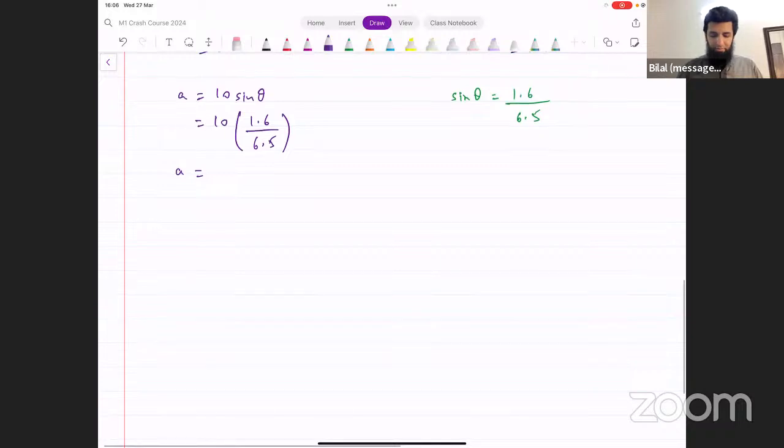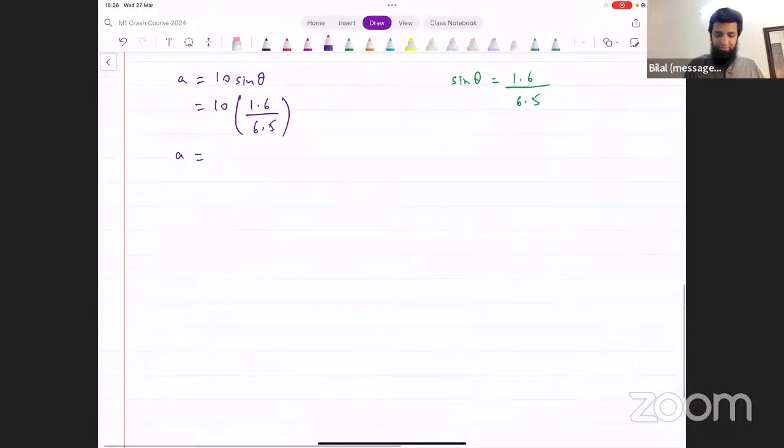Oh, no, I put the value wrong. Wait. It should be greater than 1 because it can't be 0 point something. I think I should have my calculator with me as well. So to speed up the process, 2.46. Okay.